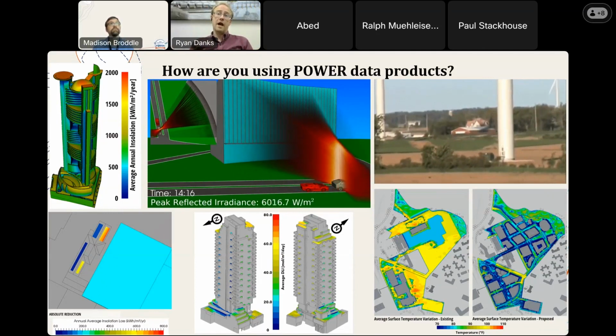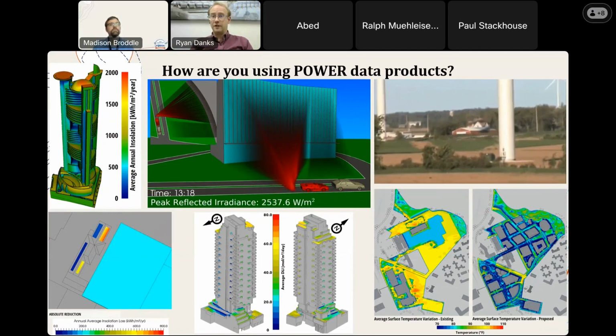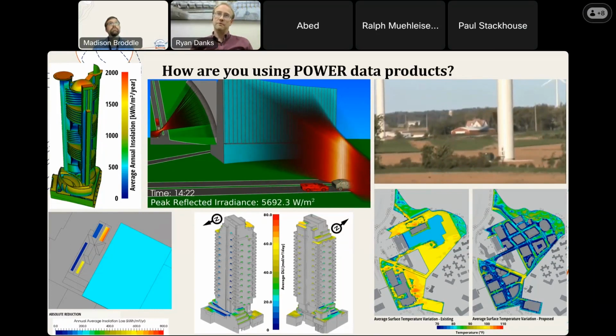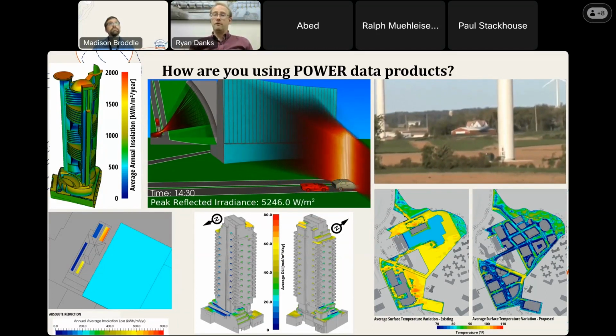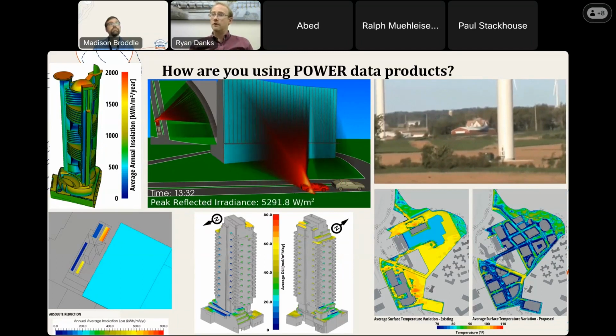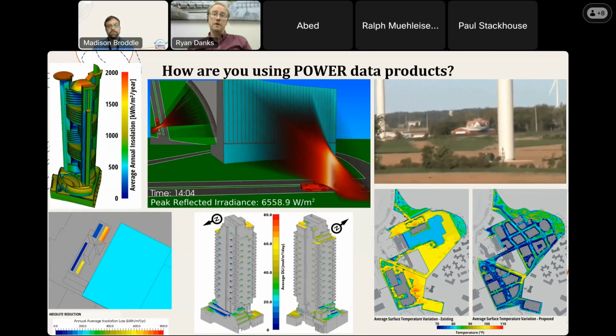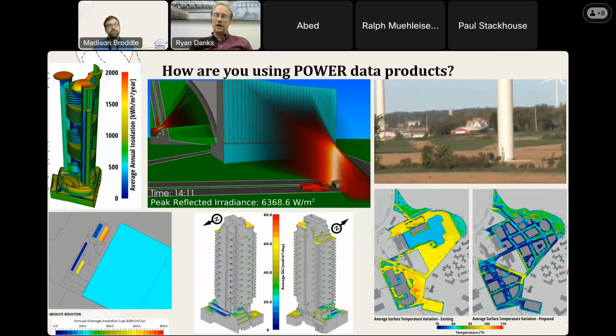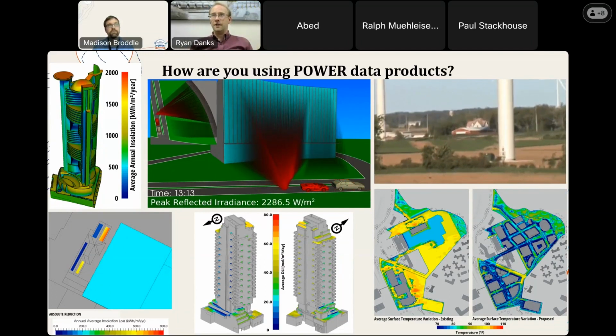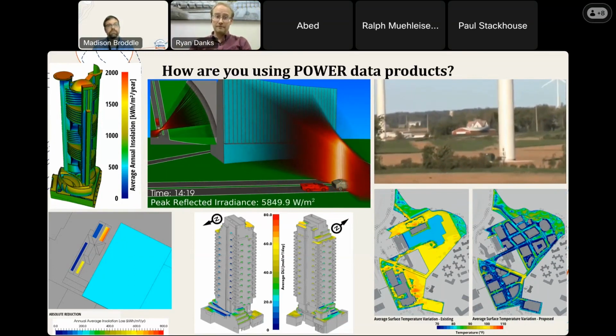Similarly, we need to look at shadow flicker. That's the animation in the upper right. Understanding the potential for the flickering shadows that can be created by wind farms is a common requirement to get permission to build them. We perform a lot of work helping our clients understand where those impacts could be and how often they could occur. As well, we need solar data when we're looking at outdoor thermal comfort and understanding urban heat island effects. So we're helping our clients understand the micro scale impacts of their development on a city's climate.